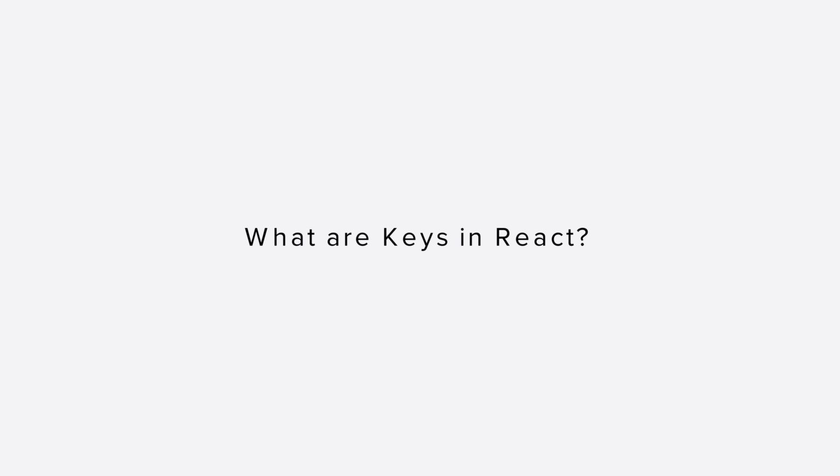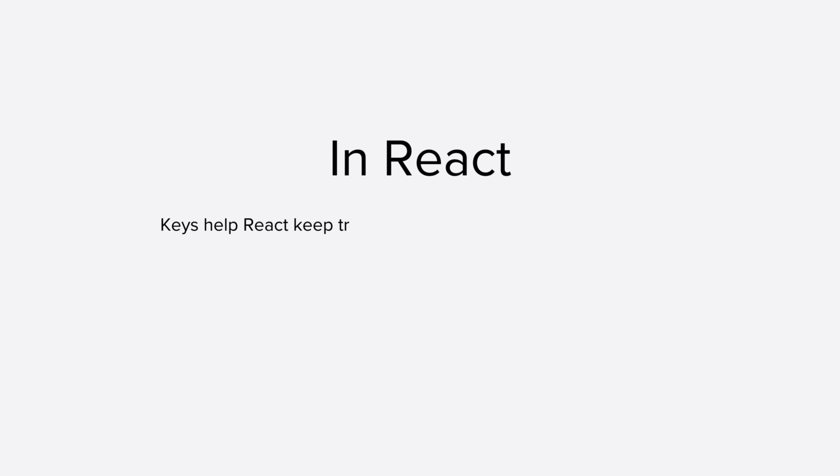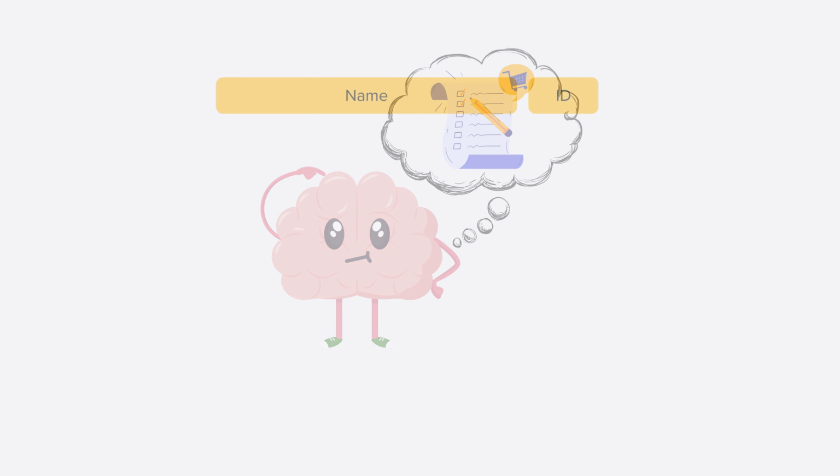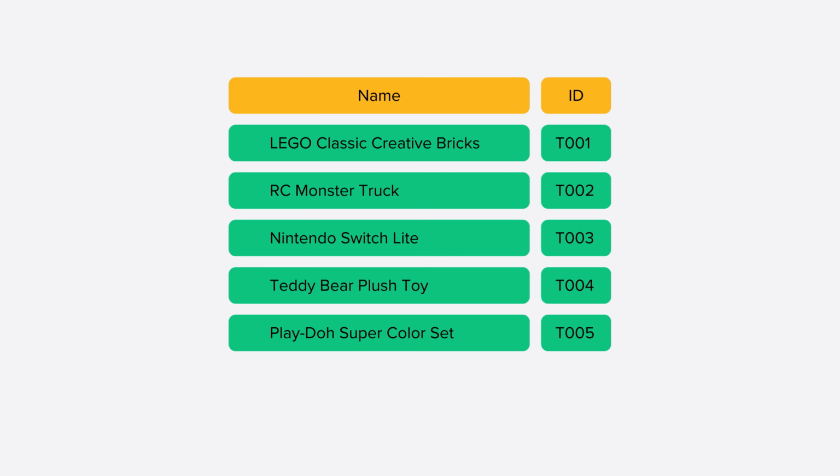What are keys in React? Do they open something? Not exactly. In React, keys help React keep track of things when showing a list of items. A list? Like a shopping list? Yes, imagine you have a list of your favorite toys. Each toy has a name and a special tag so you don't mix them up.